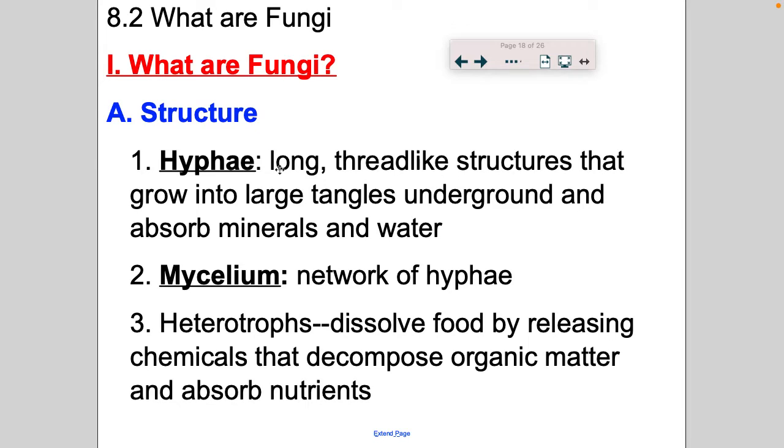They are made up of long thread-like structures called hyphae, and they form tangles underground, and what they do is absorb minerals and water. Now, when you have a network of these hyphae together, that is called the mycelium, and they use the hyphae to grow on their food, and they secrete a substance that breaks down the substrate, whatever it's growing on. Maybe it's growing on a fallen tree, but it secretes chemicals that break things down, and then they reabsorb it back up.